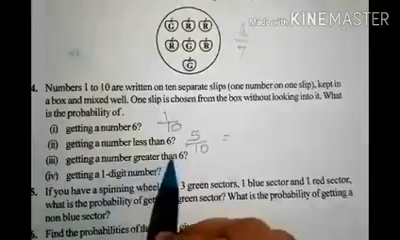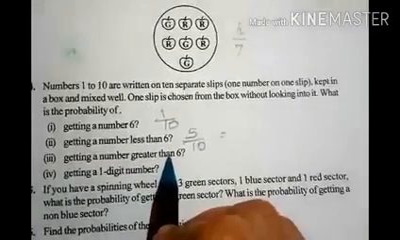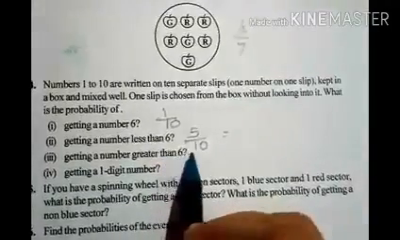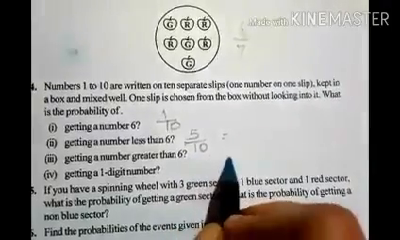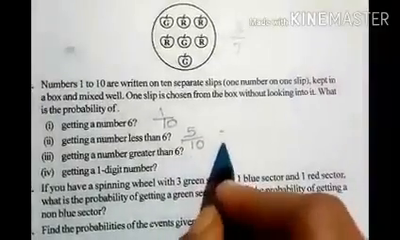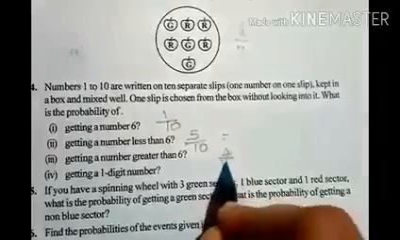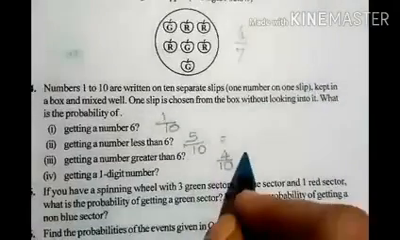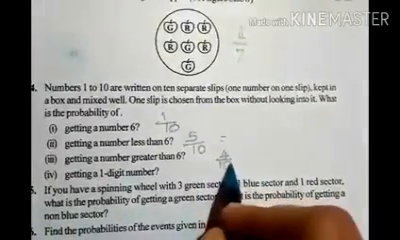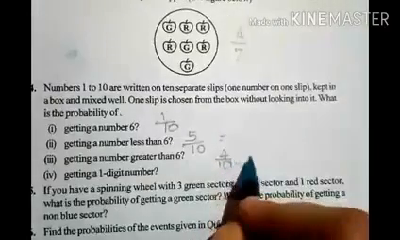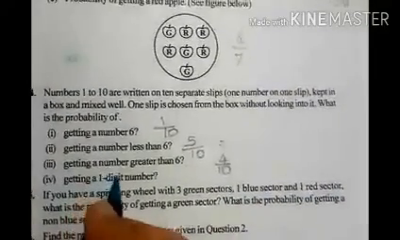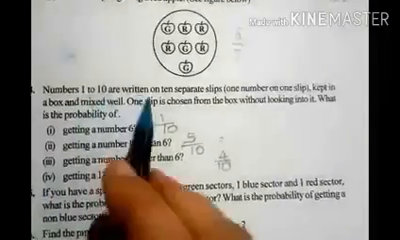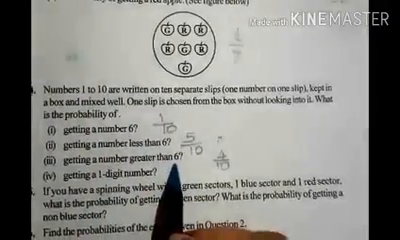Getting a number greater than 6. How many numbers are greater than 6? 4 numbers are greater than 6. Which are they? 7, 8, 9 and 10. These are the 4 numbers. So 4 out of 10 is the probability. And bring it to reduced form. So you will get 2 upon 5. And what is the probability of getting a 1-digit number? There are 9 1-digit numbers from 1 to 10. So the probability becomes 9 upon 10.